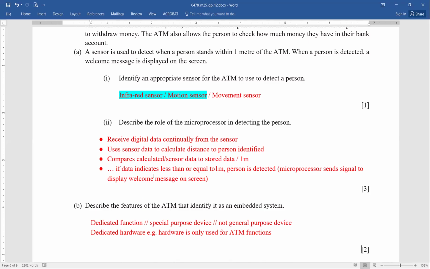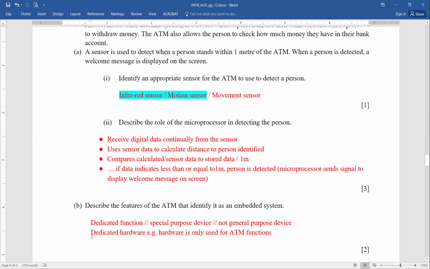Similarly, it has dedicated hardware. Its machine is only there to perform the dispensing of cash. So that is also a feature that makes it an embedded system. Since it is a 2-mark question, this is how you can score easily if you write the answers intelligently, like dedicated function, special purpose device, or not a general purpose device.